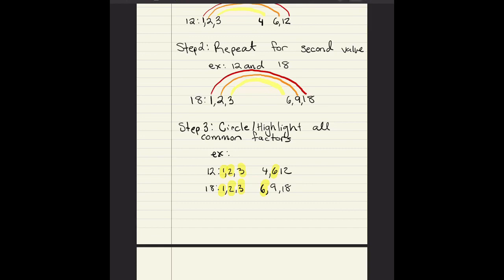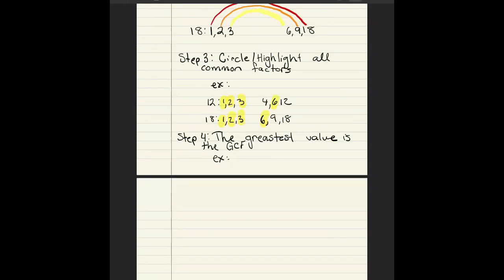So step 4 is just: your greatest common value is the GCF. So as we can see, the GCF of, what do we work with? 12 and 18 is 6.